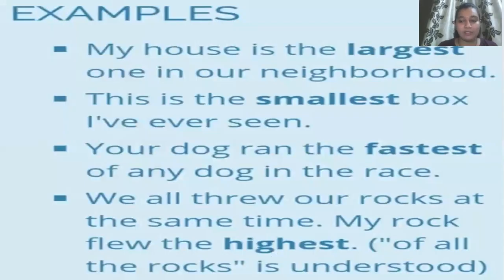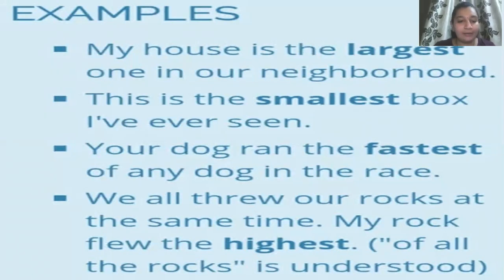Let us see some examples of superlative adjectives here. My house is the largest one in our neighborhood. So you can see that the various houses in the neighborhood are being compared in this sentence, and it is shown in the sentence कि जो मेरा घर है वो neighborhood में सबसे largest है, सबसे बड़ा है. So here comparison is done with more than two things, and a particular thing is shown as the best or the worst out of the rest of the things from that group. And as you can see in the example itself, the adjective largest, which is in the superlative form, is always having the word the before it.